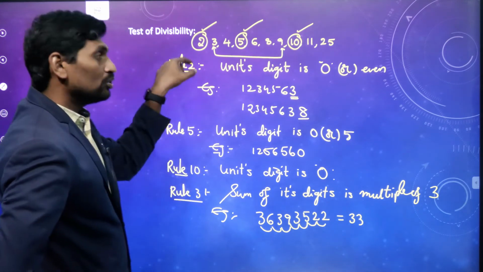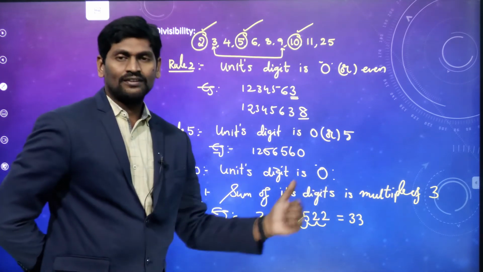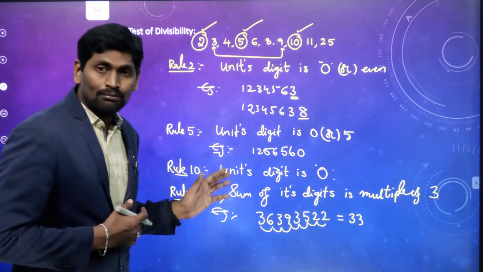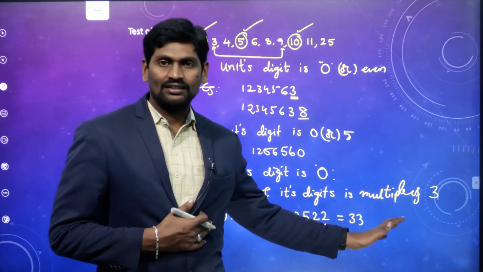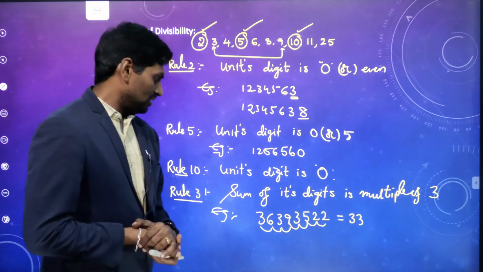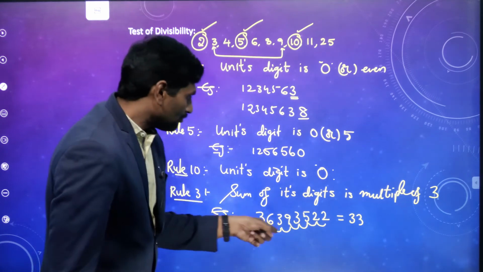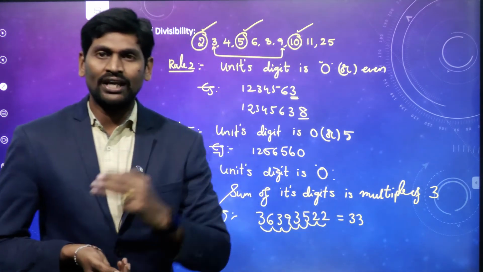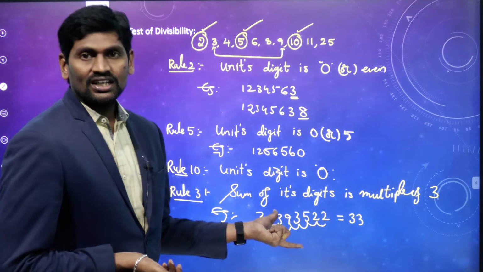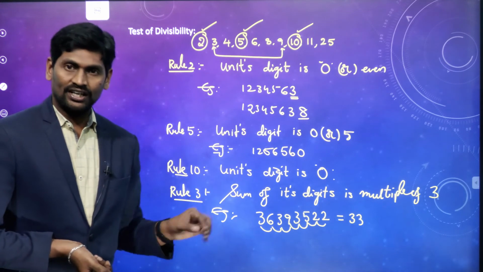Now I told you rule 3 and rule 9 have the same condition. Can you say rule 9? Yes, sum of digits is very good. Multiple of 9, because now we have to check the 9 table. So the sum of digits is a multiple of 9. In the same number, the sum of digits is 33. Will 33 come in the 9 table? No. So this number is not divisible by 9. But it is divisible by 3, not by 9.